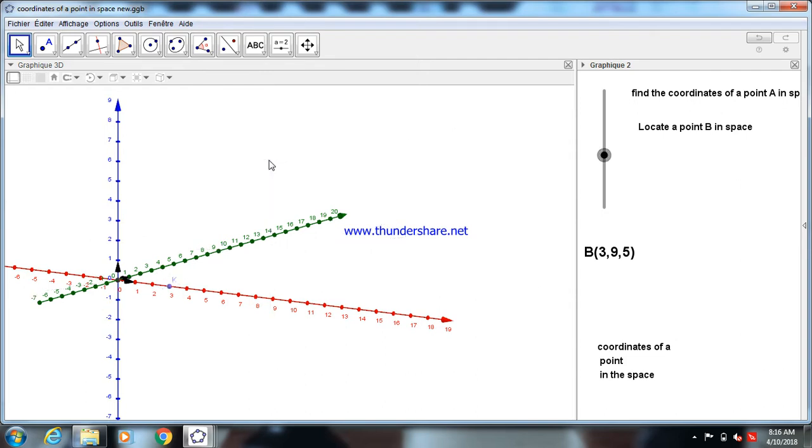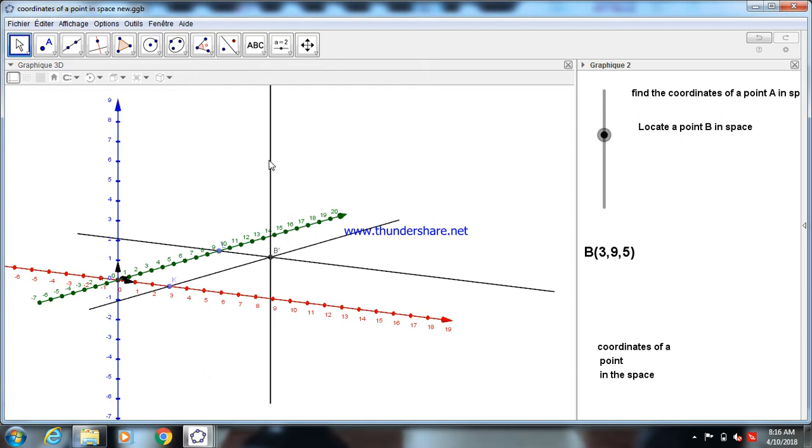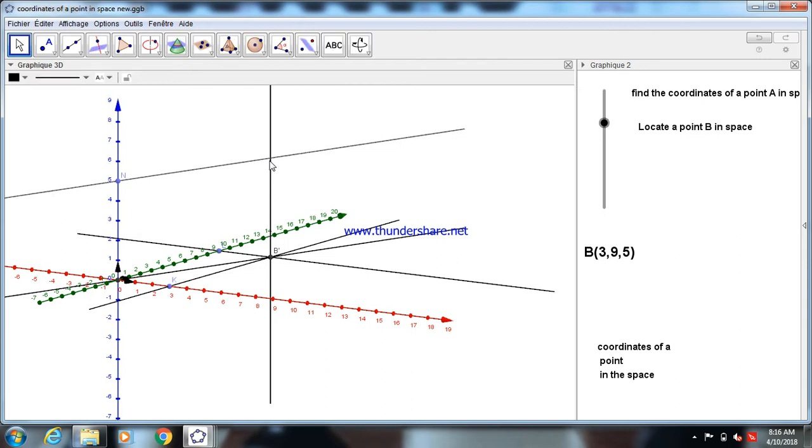Okay, so first 3, parallel to y prime y, point 9 parallel to x prime x that intersects at the point B prime. I relate O and B prime, and I do first the parallel to z prime z. On z prime z I put the point 5, and the parallel from N to OB prime intersects at the point B. Okay, here we have the point B.